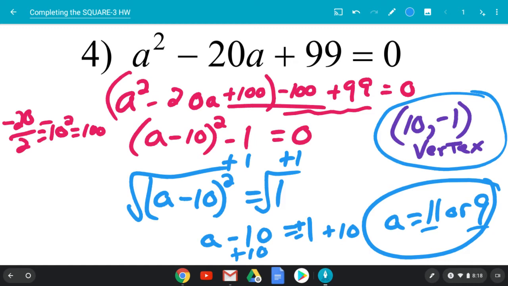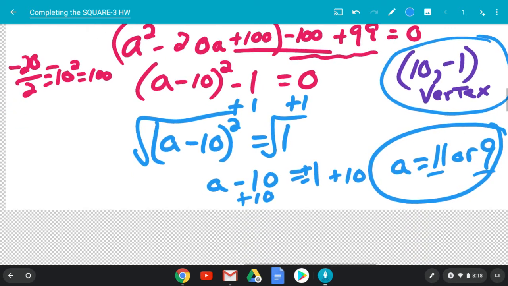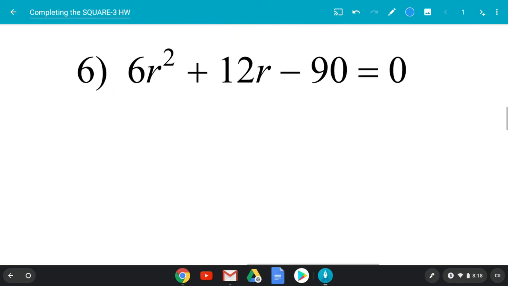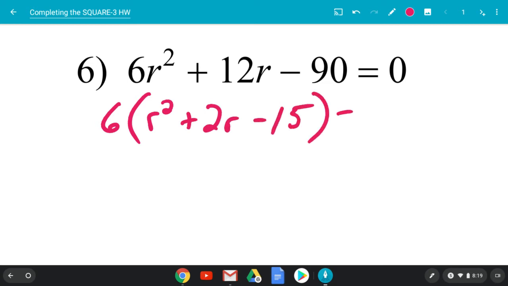All right, I want to move on into the next step, which is what if we have a leading coefficient? Well, just like any time before, we want to start off with the question: do we have a GCF? And if we have a GCF, we want to pull it out. So let's look at number 6. Is there a greatest common factor? Yes, what is it? 6. So I can go ahead and pull out a 6. 6 times r squared plus 2r minus 15 equals 0.